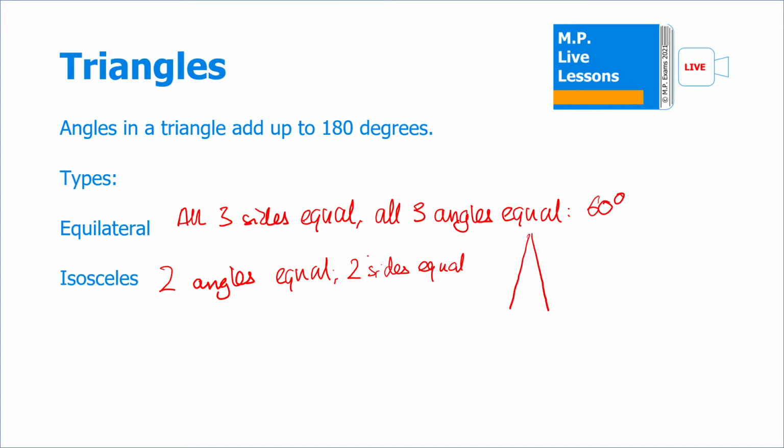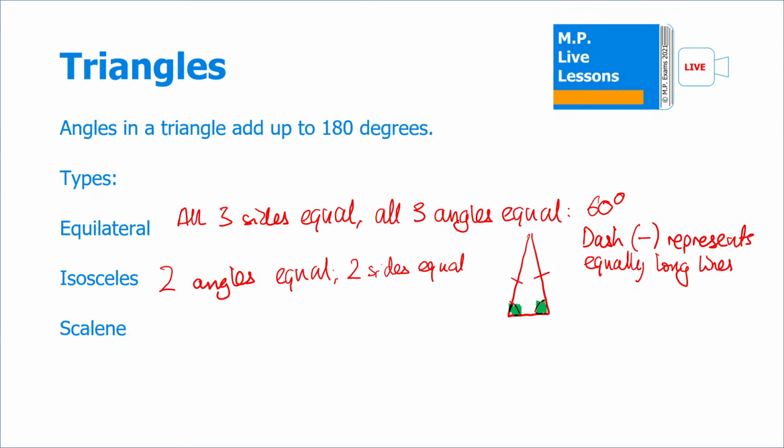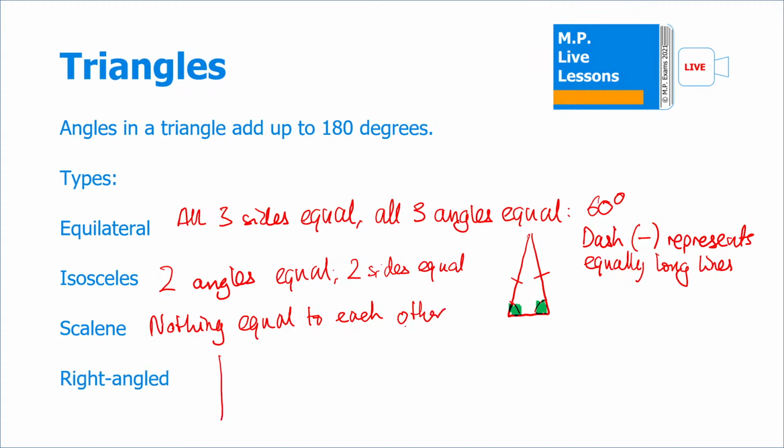This could be this, for example. So with the dash, equally long lines. And these two angles here shall highlight are the same. The next one is a scalene triangle, which is basically nothing equal. The last one is a right angled triangle, so where one of the angles is just 90 degrees. This is often used for Pythagoras.